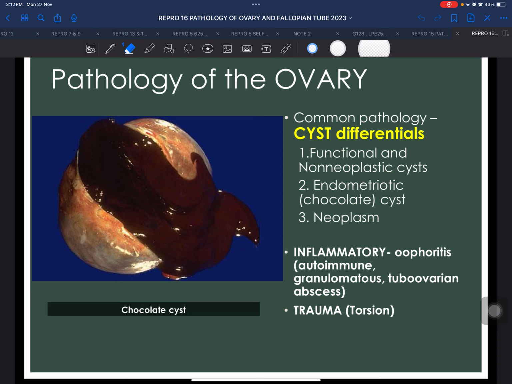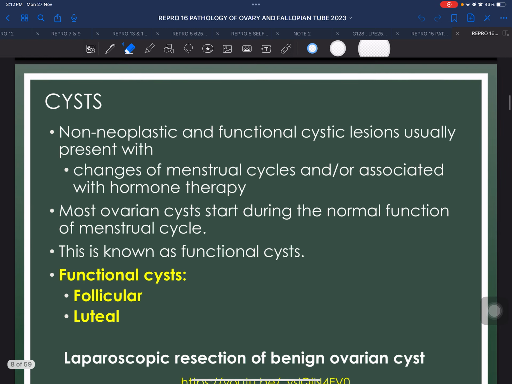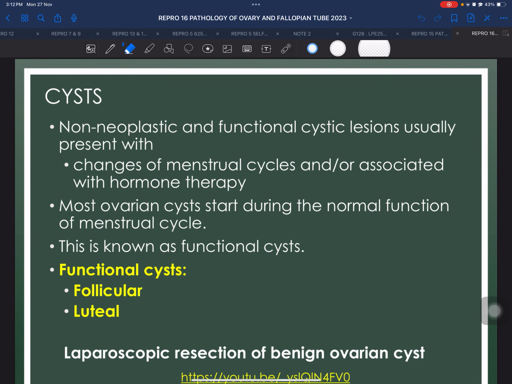Okay, the non-neoplastic and functional cystic lesion usually presents with the changes of the menstrual cycle, and they are associated with hormone therapy, right? So the most ovarian cysts, the functional ones, they start during the normal function of the menstrual cycle. So this is called functional cysts, and you have two types, which is the follicular and the luteal cyst.